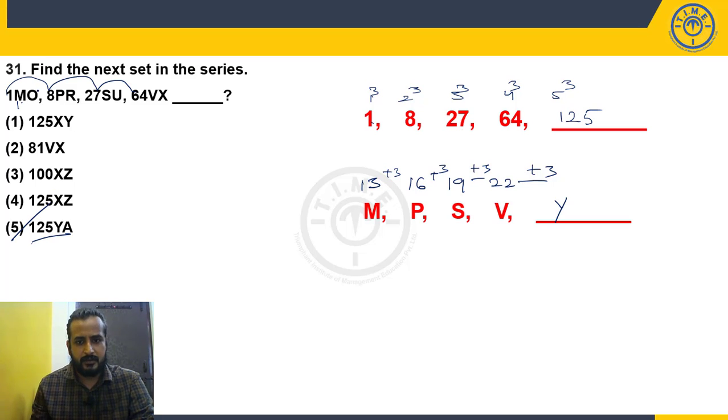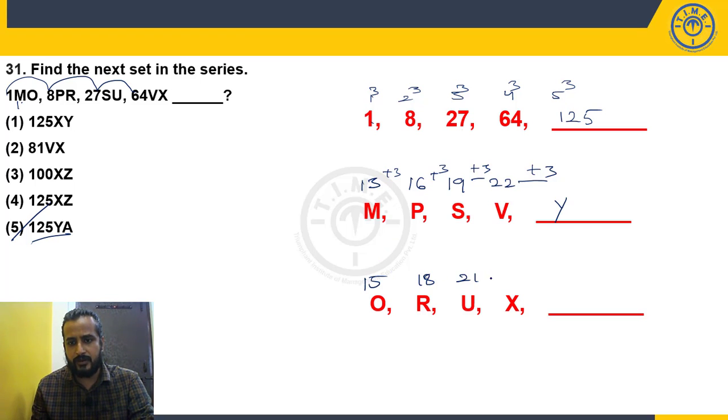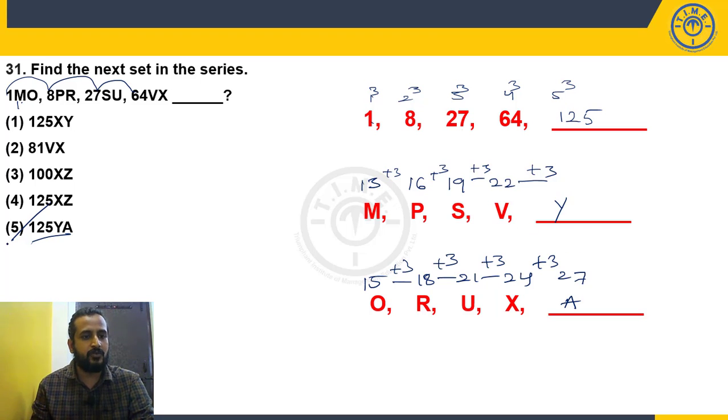But here we'll check the remaining. What are the third letters in each group? O, R, U, X. O is 15, R is 18, U is 21, X is 24. 15, 18 plus 3. 18, 21 plus 3. 21, 24 plus 3. So 24 plus 3 will be 27, which is A in cyclic pattern. So 125 YA, choice 5. Fine.